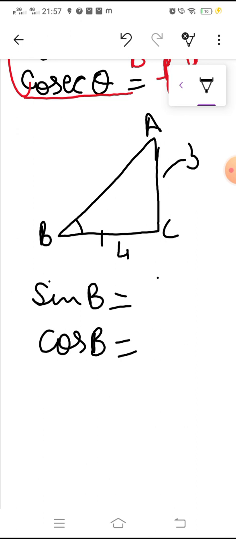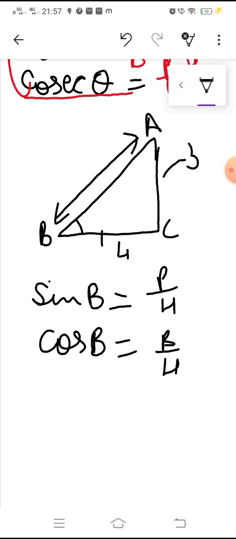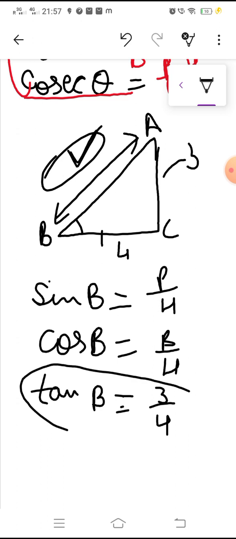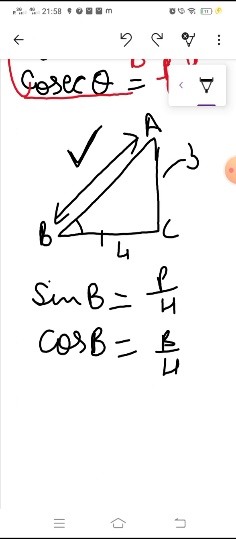We know that sine B is equal to perpendicular upon hypotenuse, and cos B is equal to base upon hypotenuse. But here the hypotenuse value is missing. So firstly we will find out the hypotenuse for this triangle, right? Suppose they are asking about tan B. No need to find the value of hypotenuse. Why? Because it is perpendicular upon base. Perpendicular is 3 and base is 4, that means tan B's value is 3 by 4, right? But if we want to find the value of sine and cos, definitely we will find the hypotenuse.